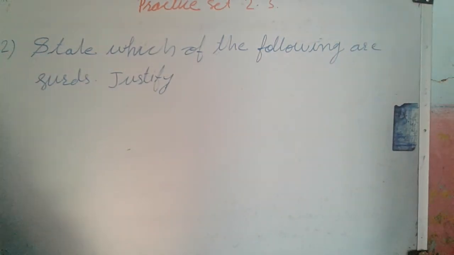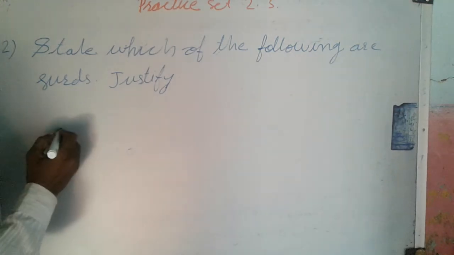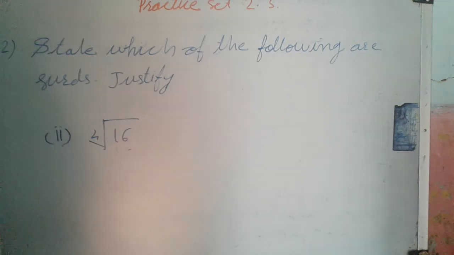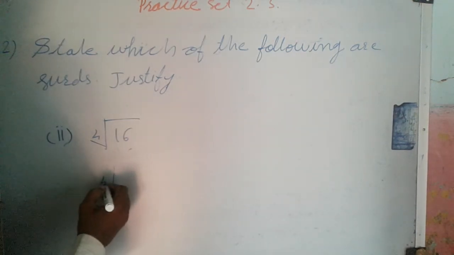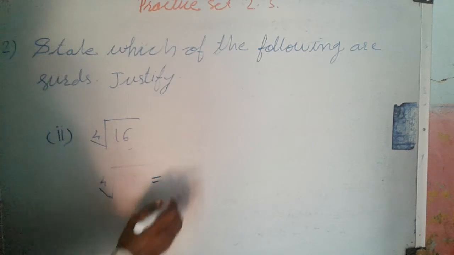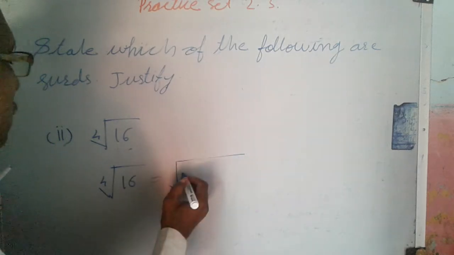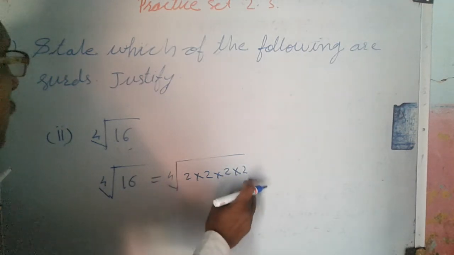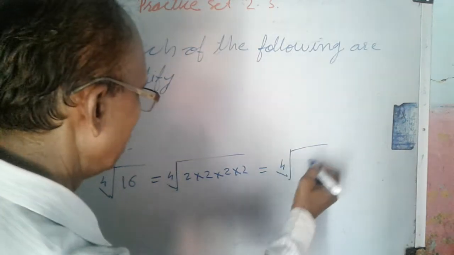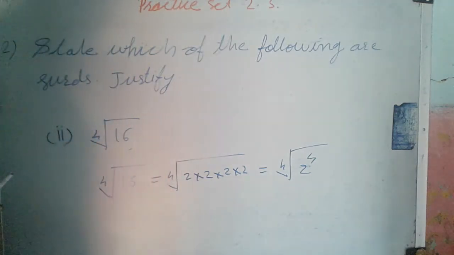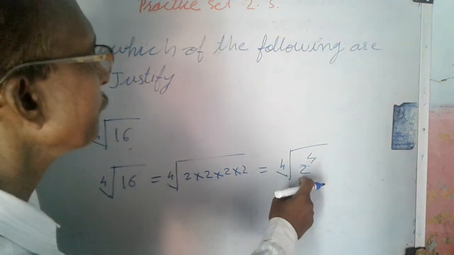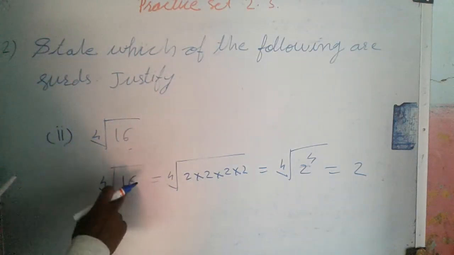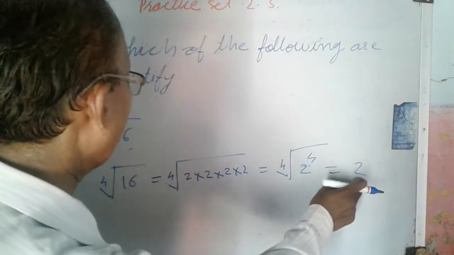Now example 2. Fourth root of 16. So factors of 16 are 2 multiplied by 2 multiplied by 2 multiplied by 2. 2 2s are 4, 4 2s are 8, 8 2s are 16. That is equal to fourth root of fourth power of 2. That is equal to 2. That means fourth root of 16 is 2 and 2 is a rational number.